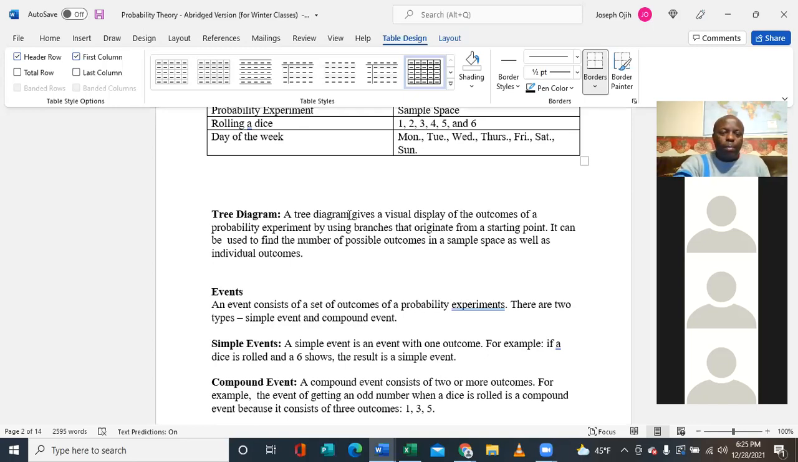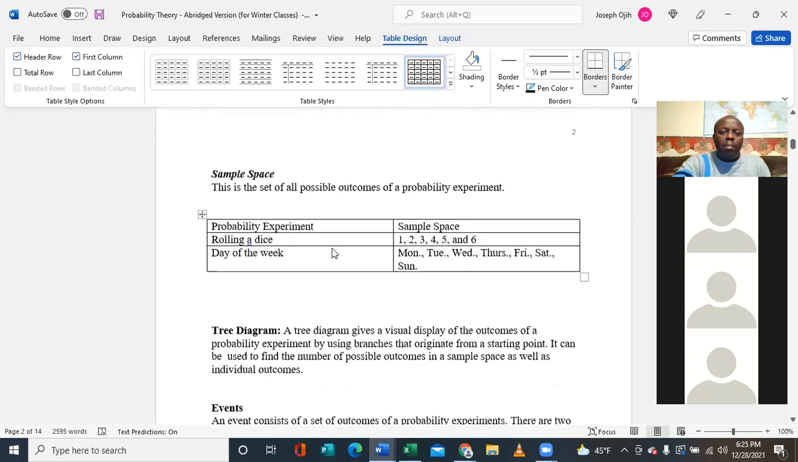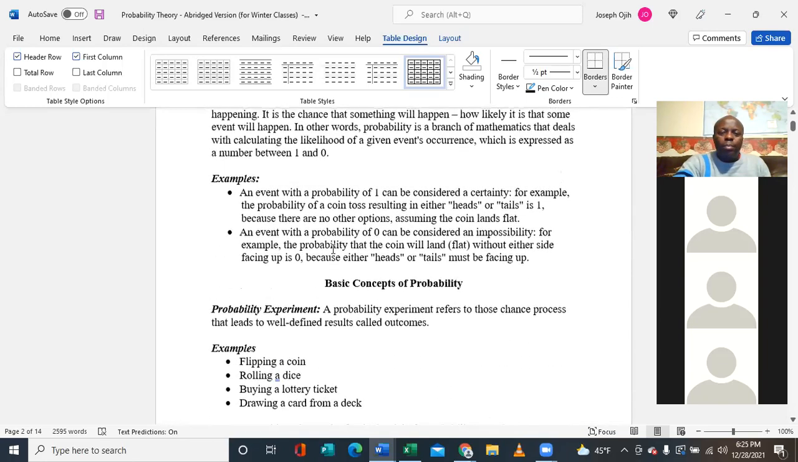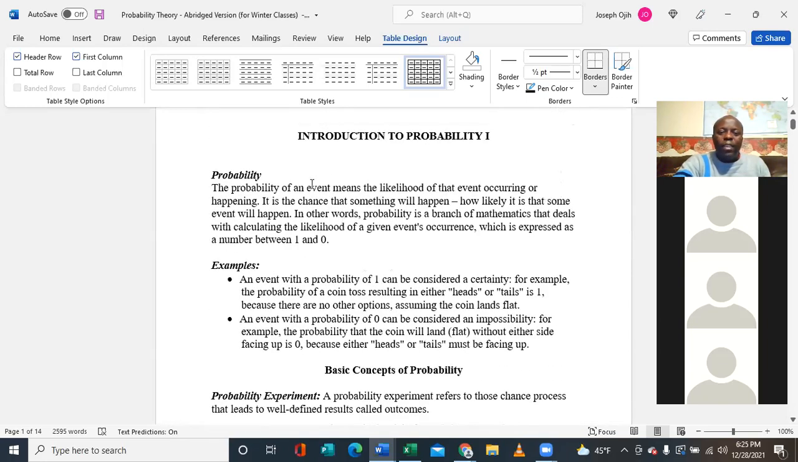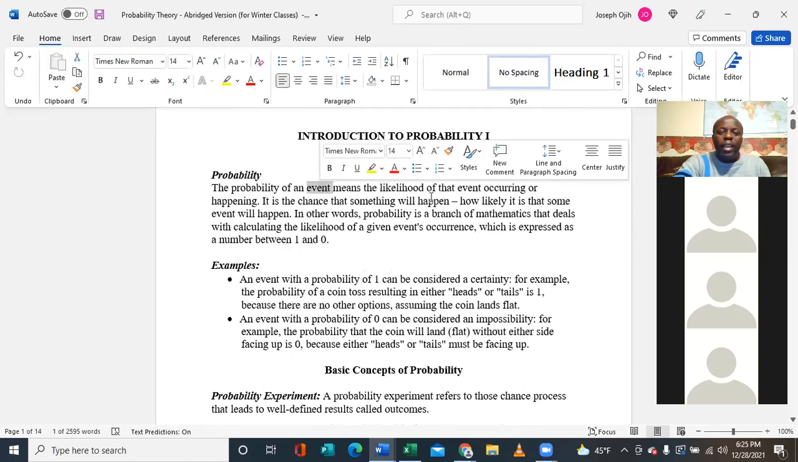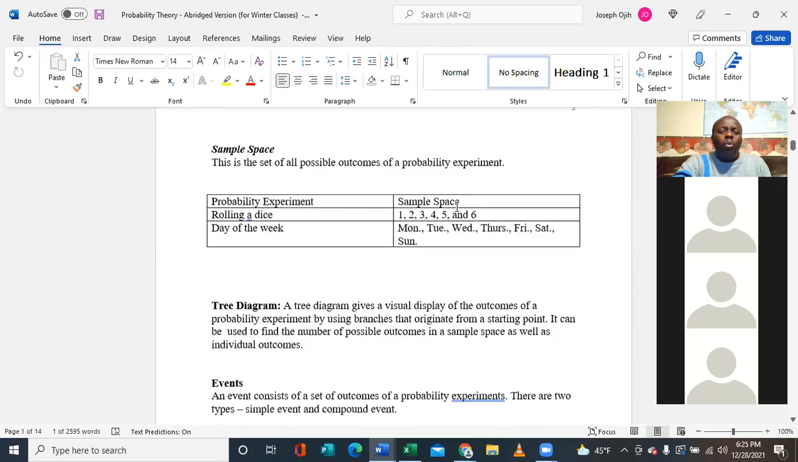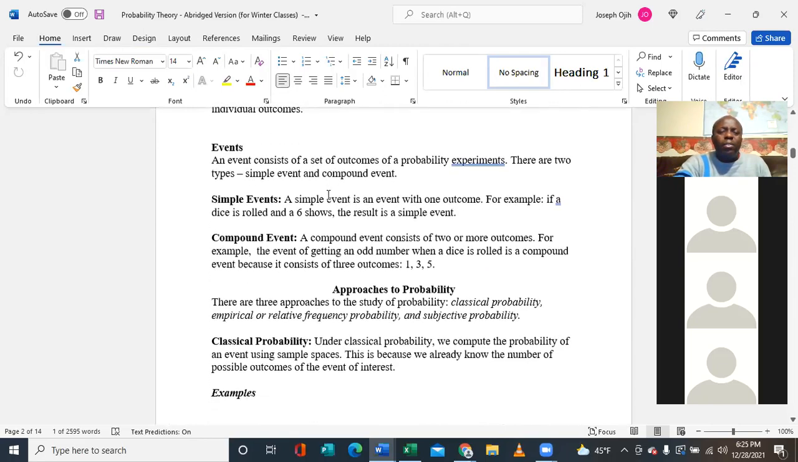But at least you get the point. Now, remember I started with this definition that the probability of an event means the likelihood of that event occurring or happening. Now, what are the events? The events consist of a set of outcomes of a probability experiment. And there are 2 types.